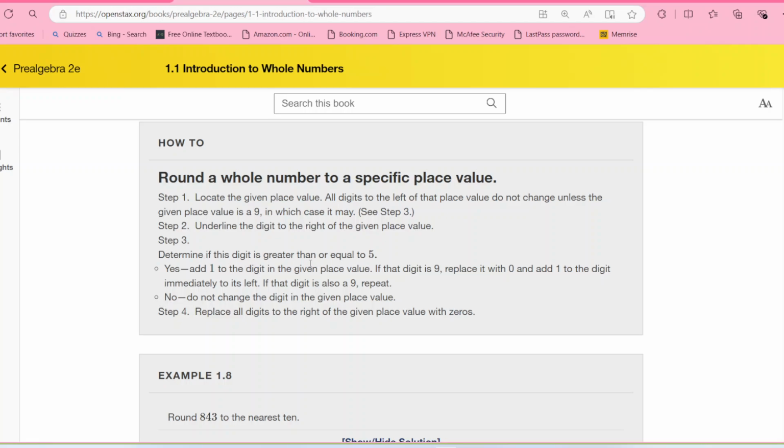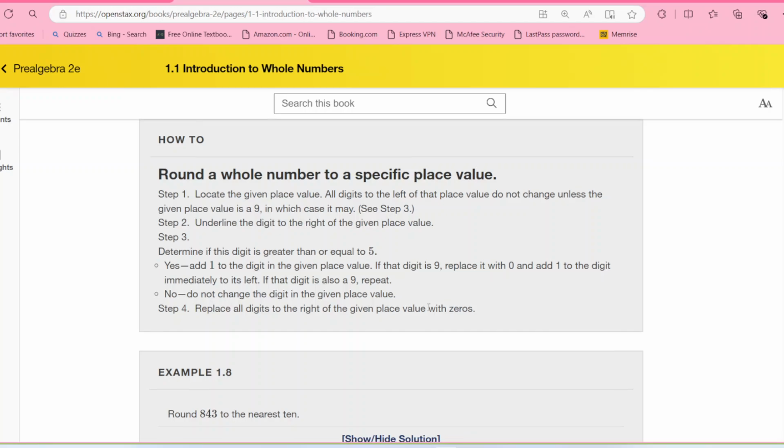If the answer is no, the digit you are looking at to the right of the place you're rounding to is less than 5, do not change the digit in the given place value. Step 4. Replace all digits to the right of the given place value with zeros. So it seems like a lot of steps, but hopefully easy to follow. We'll be seeing several examples and try it problems related to this.